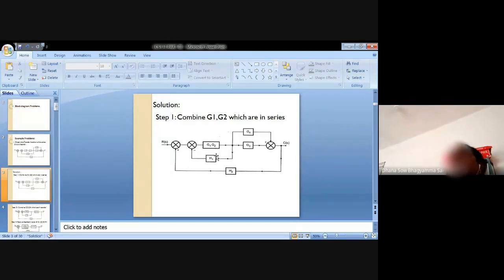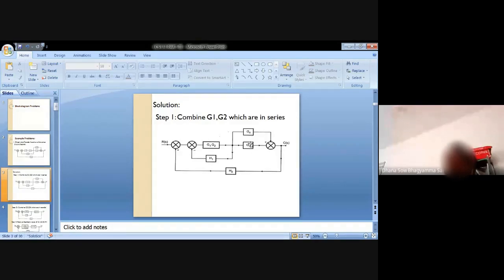After that, if you see carefully, is there any parallel path? I can see a parallel path from G3 to the summing point and G4 to the summing point. This is a parallel path. You may get a doubt: there is a common branch point here. Branch points can be simply split, no need to go for any rule at all. So a parallel path is there, and these two blocks are to be added up.